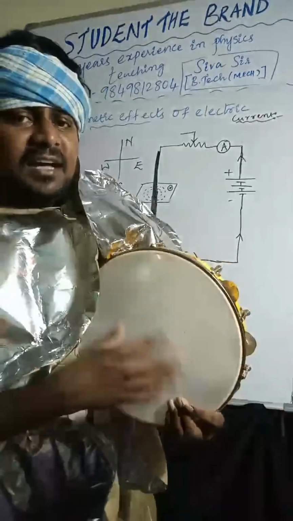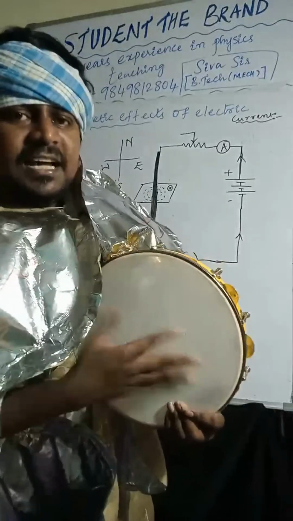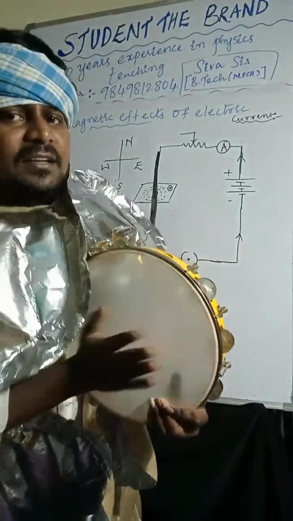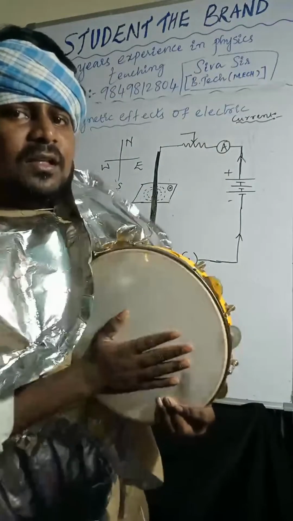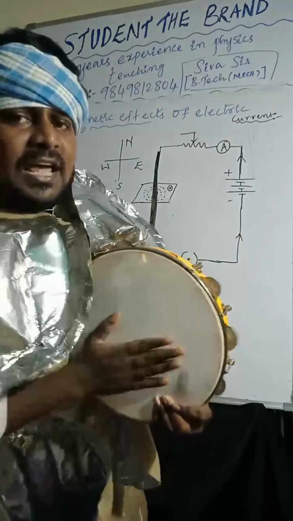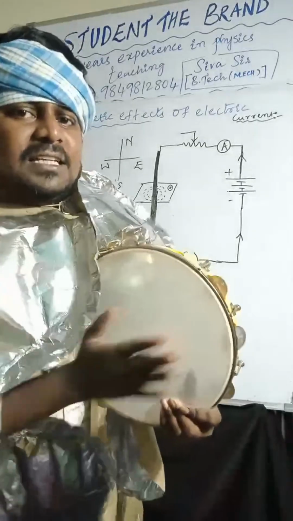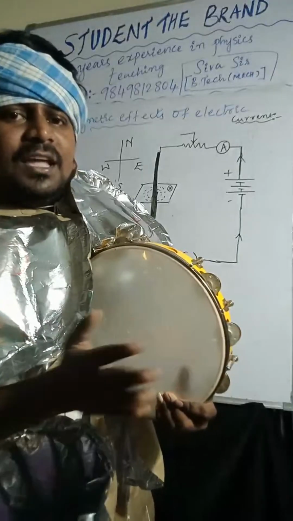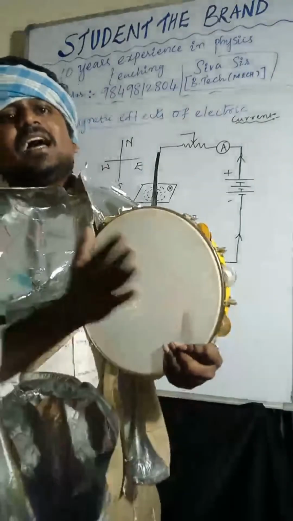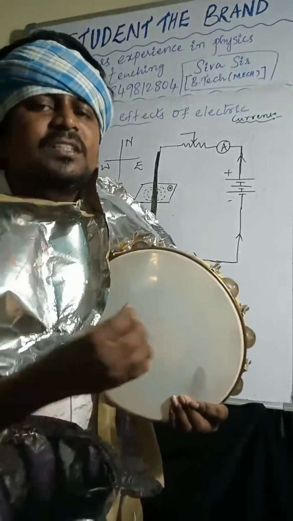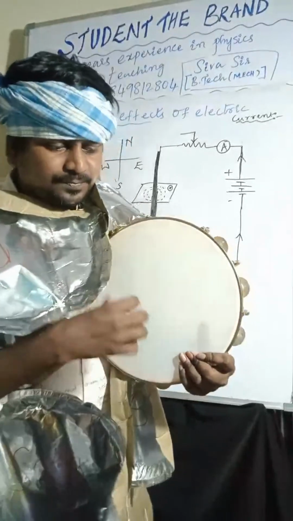Cartesian sign convention. All distances are measured from the pole. Distances are positive along the incident rays. Distances are negative opposite to the incident rays. Distances are positive above the principal axis. Distances are negative below the principal axis.